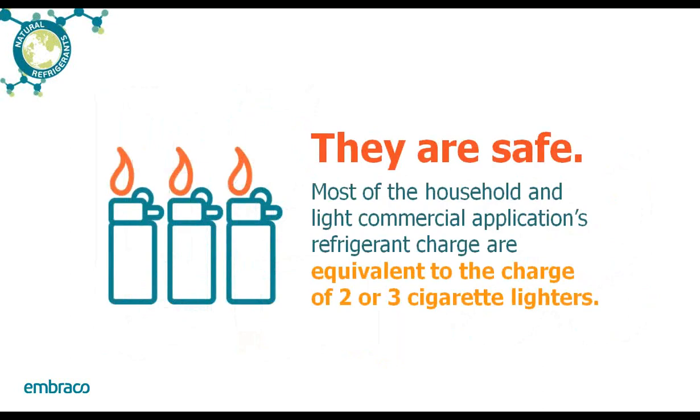Another thing to mention is that using these hydrocarbon refrigerants in refrigerated equipment is safe. We're talking 150 grams of refrigerant, or about 5.3 ounces for R290 in commercial applications. And in some household applications, only 57 grams of refrigerant is allowed, which is about 2.5 ounces. This is equivalent to about 2 or 3 cigarette lighters.